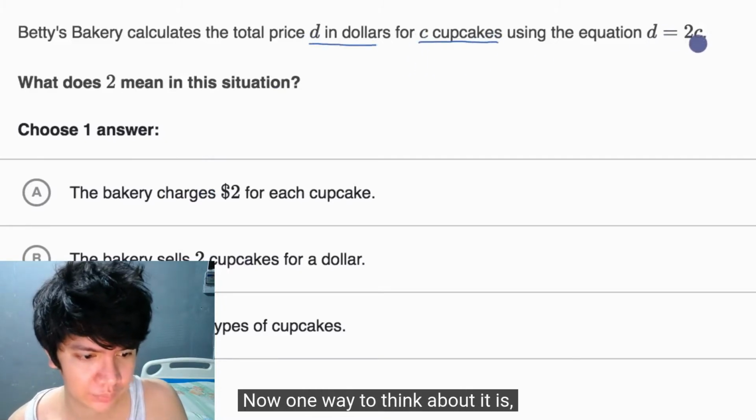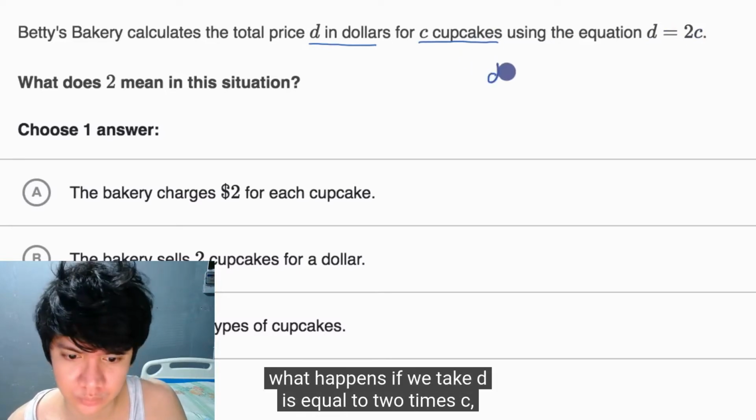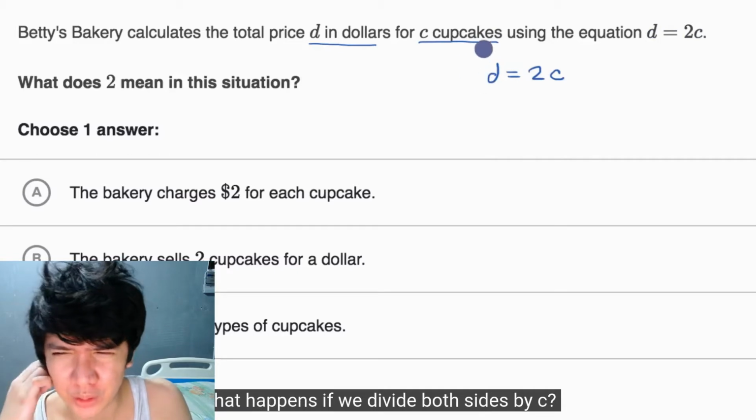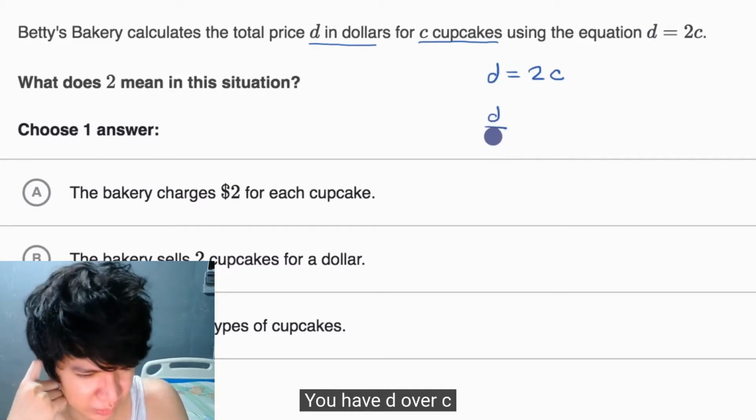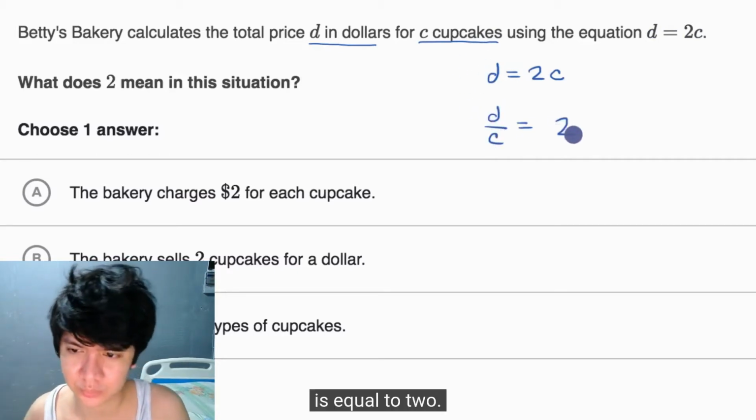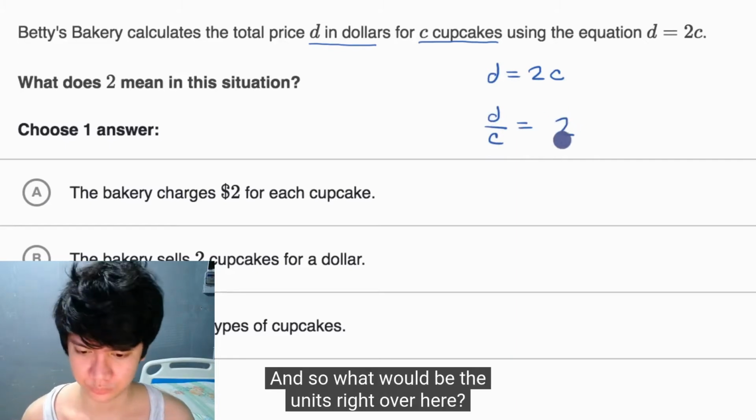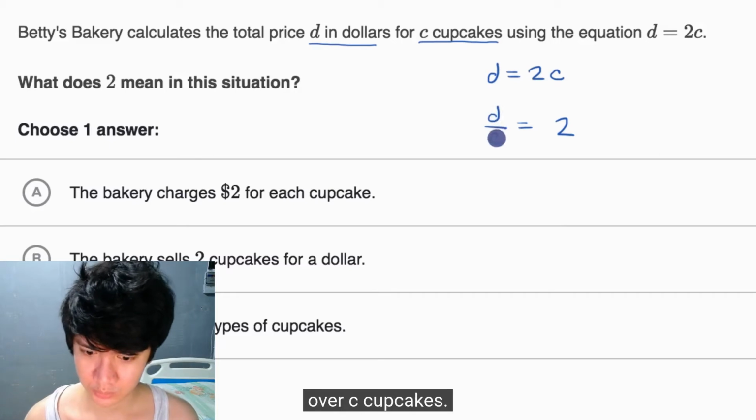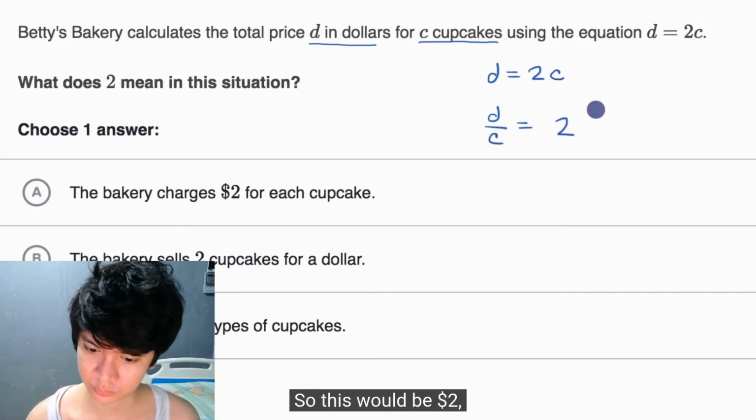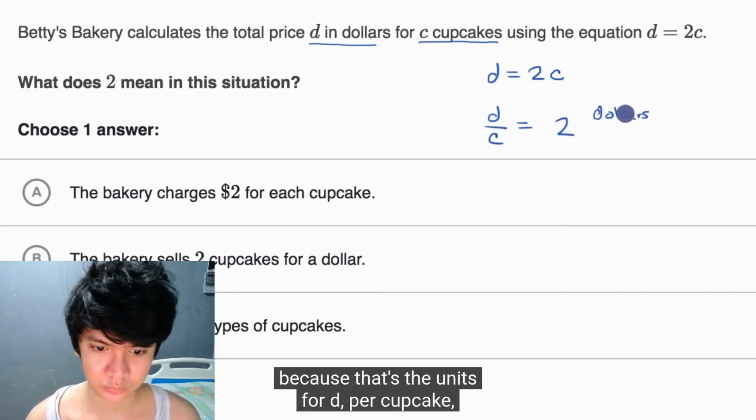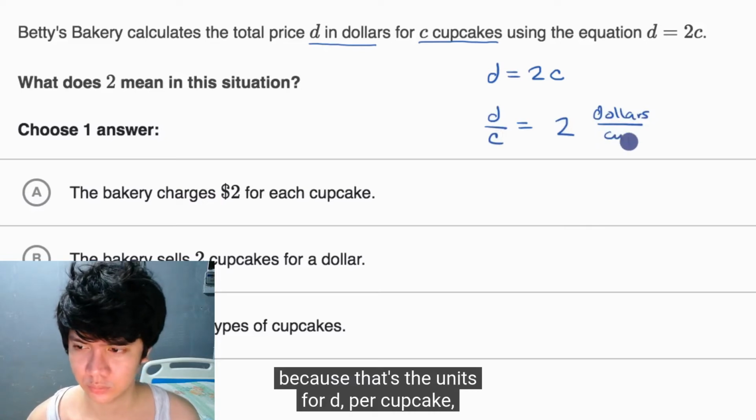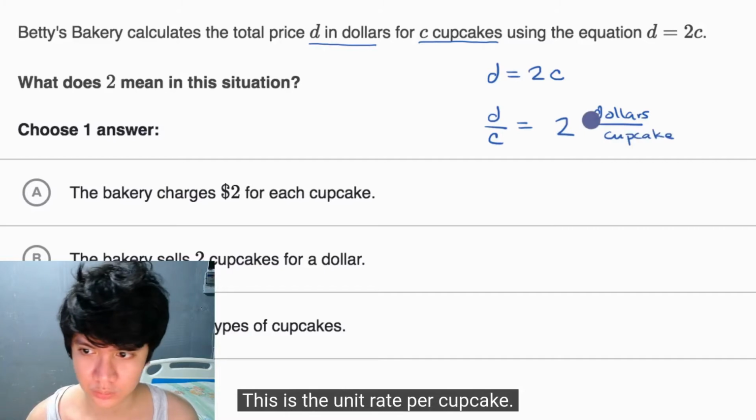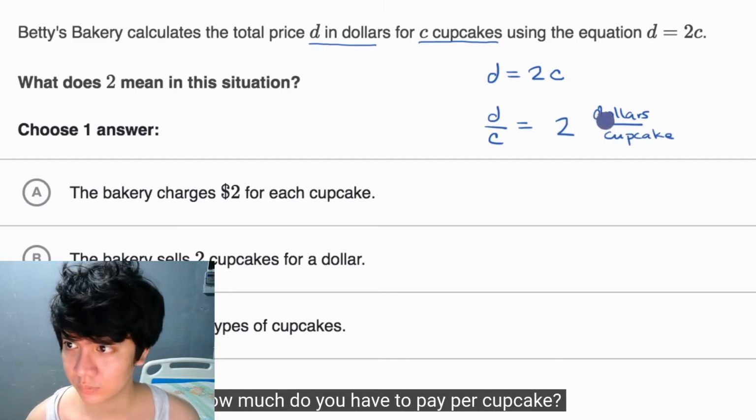Now one way to think about it is, what happens if we take D is equal to 2 times C? What happens if we divide both sides by C? D over C is equal to 2. And so what would be the units right over here? Well, we have D dollars over C cupcakes. So this would be $2 per cupcake. This is the unit rate per cupcake. How much do you have to pay per cupcake?